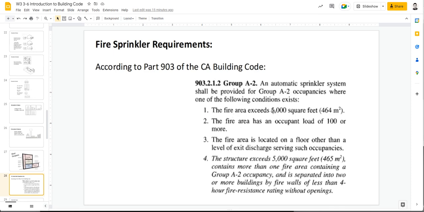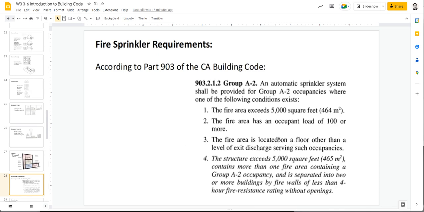So you might say, "Oh, our project is only 2,800. Our lot is 3,400 or 3,200, but our project is just 2,800. Oh, we don't need fire sprinklers." Well, that's true, you didn't meet number one, but did you meet number two? Do you know what your occupant load is? Do you know whether you have a second floor?